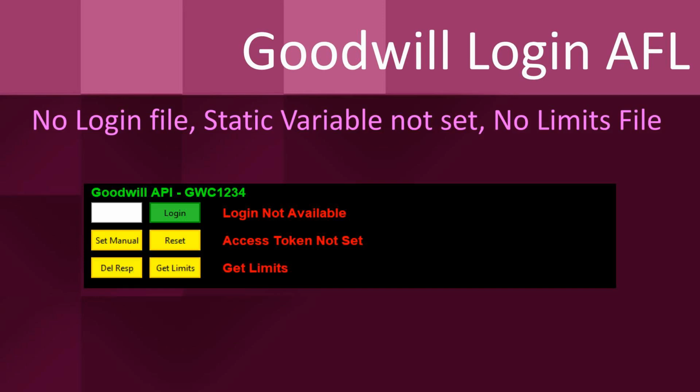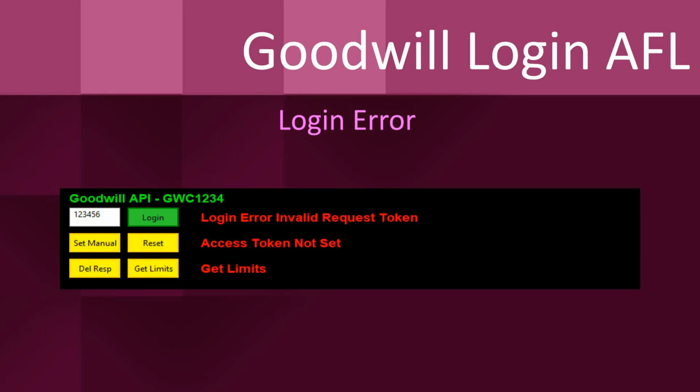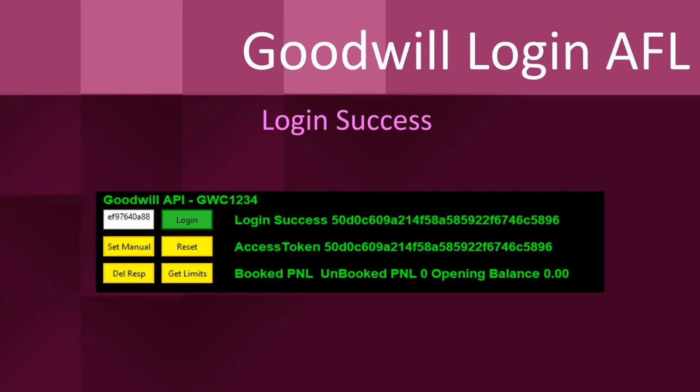If there is no static variable, it will indicate access token not set. If there is no limit file, it will show get limits. If there is an error while login, it shows the error message from the response file. If the login is successful, the access token will be displayed on the first line, followed by the token set in the static variable on the second line. The balance will be shown on the third line.